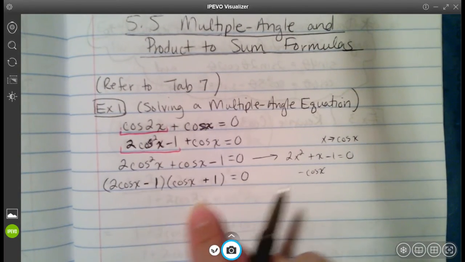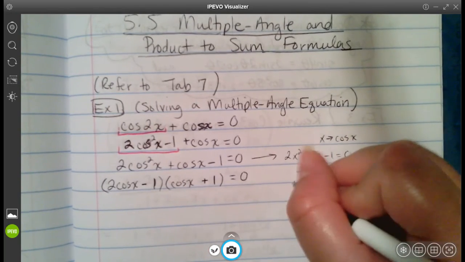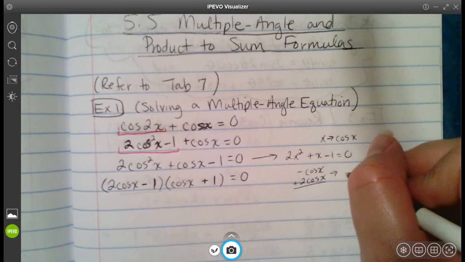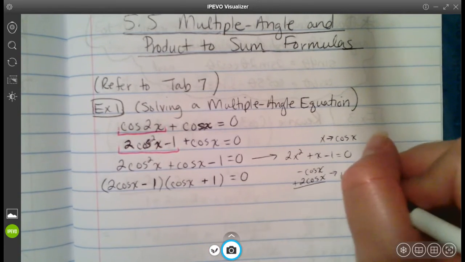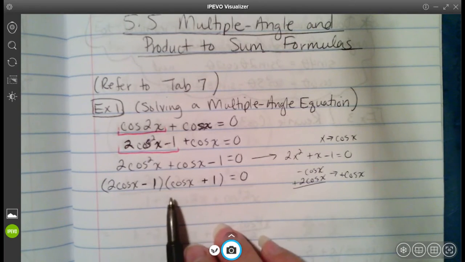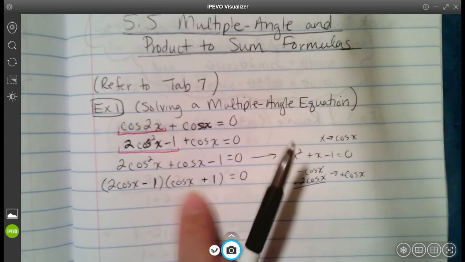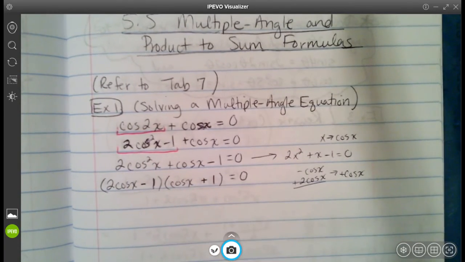2 cosine times 1 would give me positive 2 cosine of x, which if we add gives us the middle term that I want. So I'm doing the inner and the outer right here. I'm just checking to see which one of these will work, so that if I FOIL this, I'll get this again. Okay, so it looks like we're good to go.